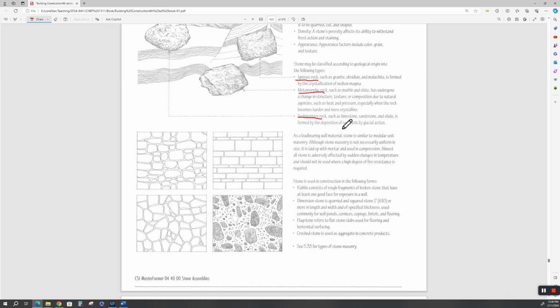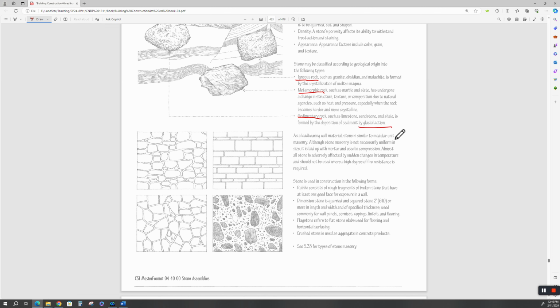Limestone is a sedimentary rock. Limestone has calcium in it. Sandstone, shale. These are formed by the deposition of sediment during the glacial period.